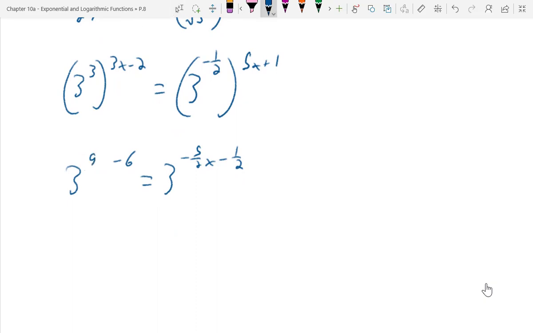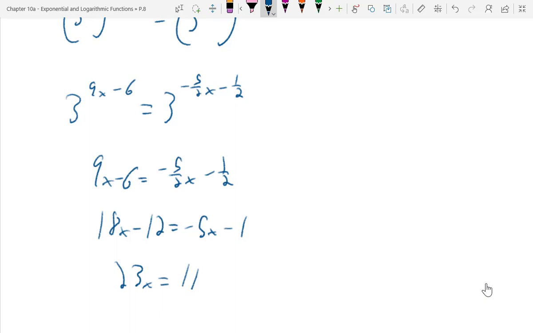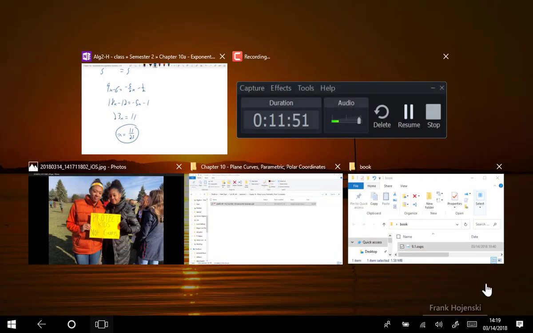3 times 3 is definitely 9. And you end up with 9x minus 6 is equal to negative 5 halves x minus a half. Multiply both sides by 2. 18x minus 12 is equal to negative 5x minus 1. Or 23x is equal to 11. Or x is 11 over 23. And we're done.